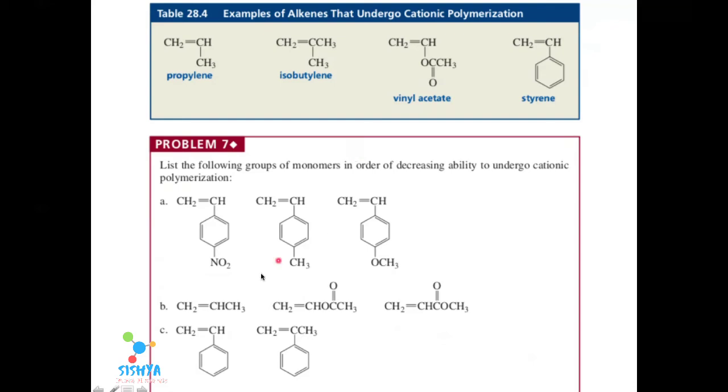If you find out, here it is an electron withdrawing group, here it is donating, here it is donating. So due to the electron donating nature, this one will be highly active for cationic polymerizations. This one is the least active for cationic polymerization due to the presence of an electron withdrawing group. Similarly, try to find out the others too.